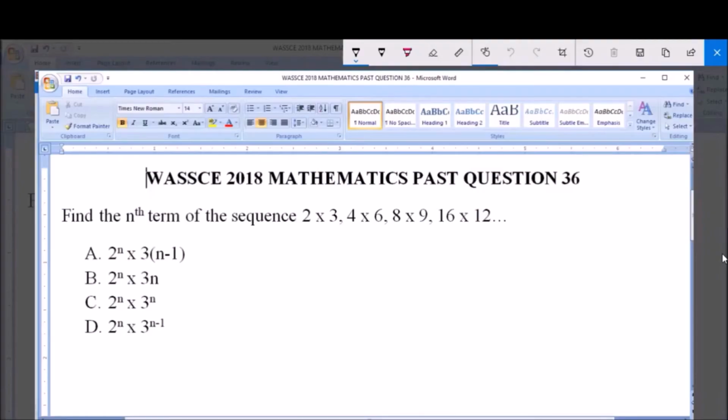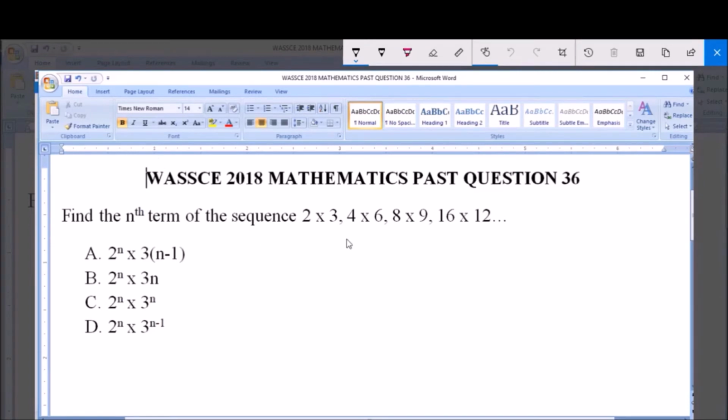Good day and welcome. I'll be answering WAEC 2018 Mathematics Past Question 36. Find the nth term of the sequence 2 times 3, 4 times 6, 8 times 9, 16 times 12.